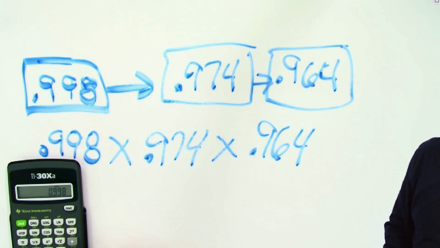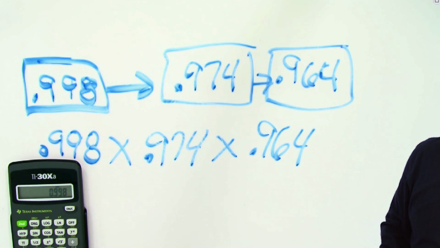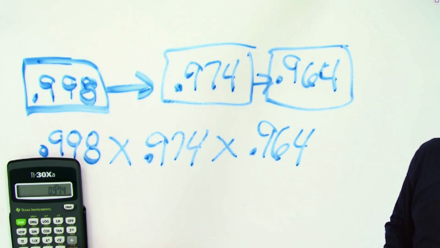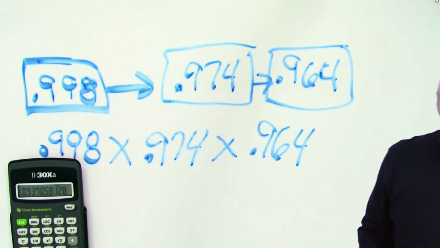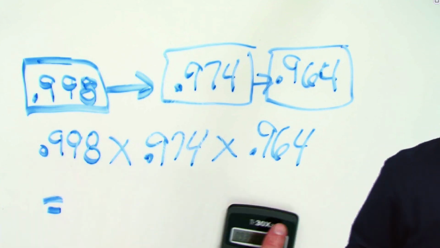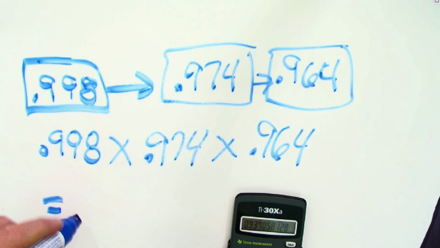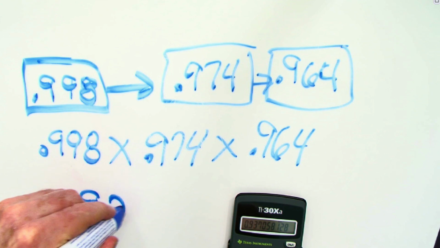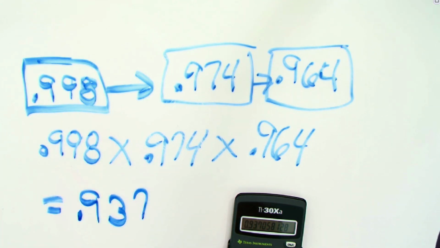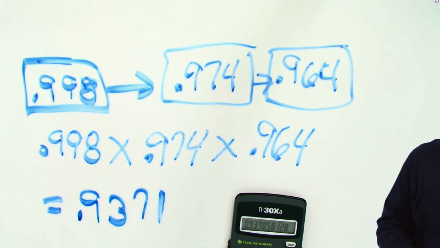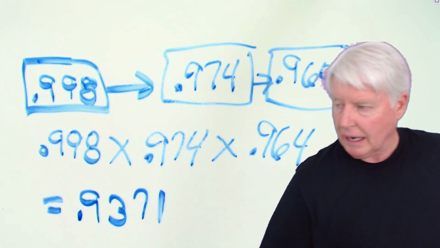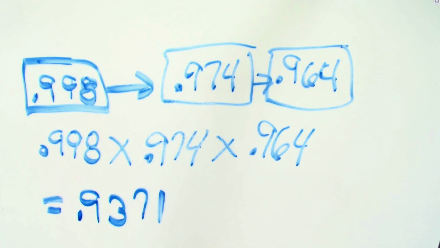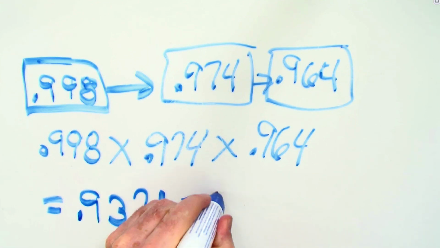0.998 times 0.974 times 0.964 equals, and that gives me 0.937. So let's write that down. 0.9371 is approximately what we get there. So that is the yield, by the way. That equals yield, which we'll call Y.